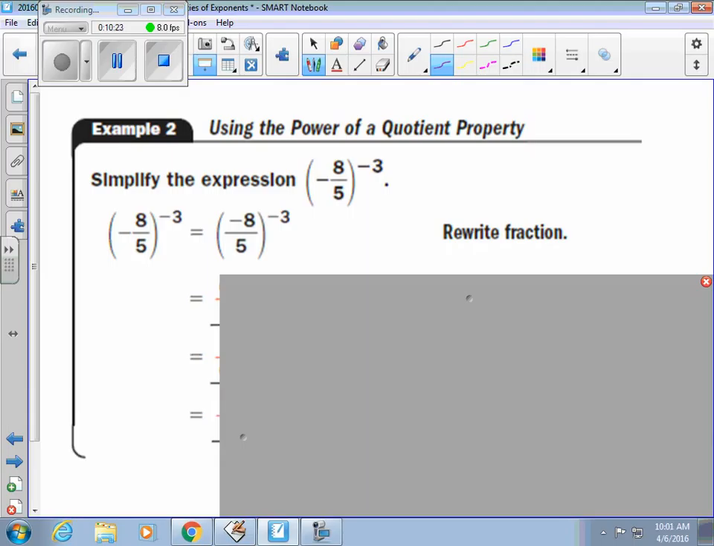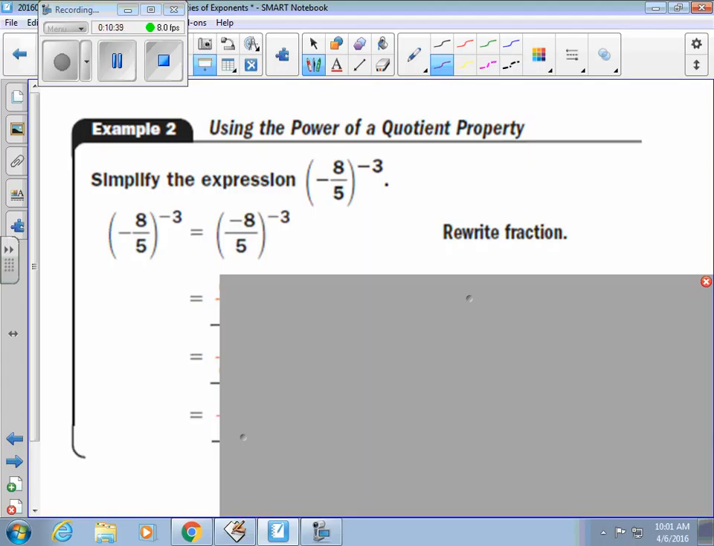Remember, it doesn't matter if you put your negative at the top or the bottom or the middle, as long as you don't put it on both parts, the top and the bottom, because that'll make a negative divided by negative, which will make it positive. It's easier, especially when you're dealing with slope, to keep your negative at the top. So negative 8 divided by 5 to the negative third.